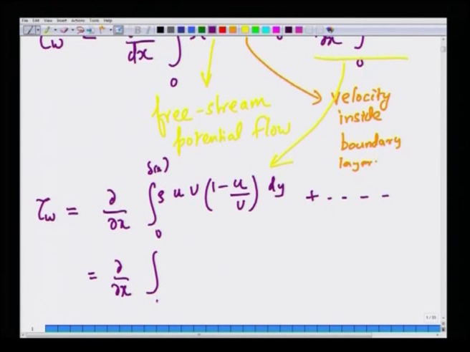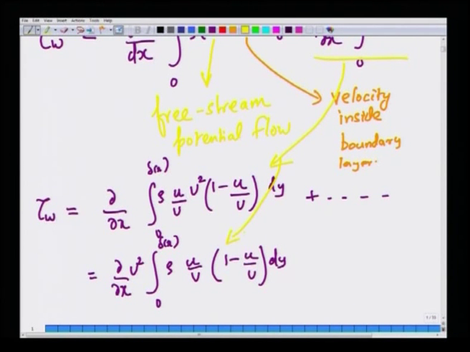If you simplify this further, I can write this as delta x. Now, I can divide and multiply it by U, which will give you this format, and I can pull this U outside the integral, because the integral is merely a function of y. So, this becomes rho u by U times 1 minus u by U dy. This is the second term, which further simplifies here.